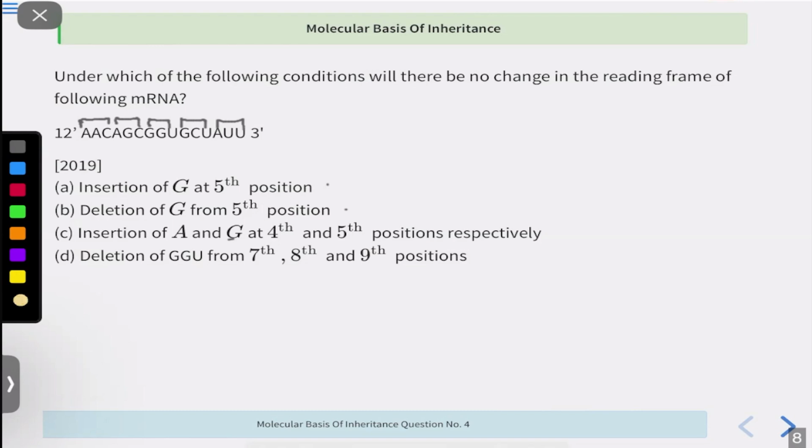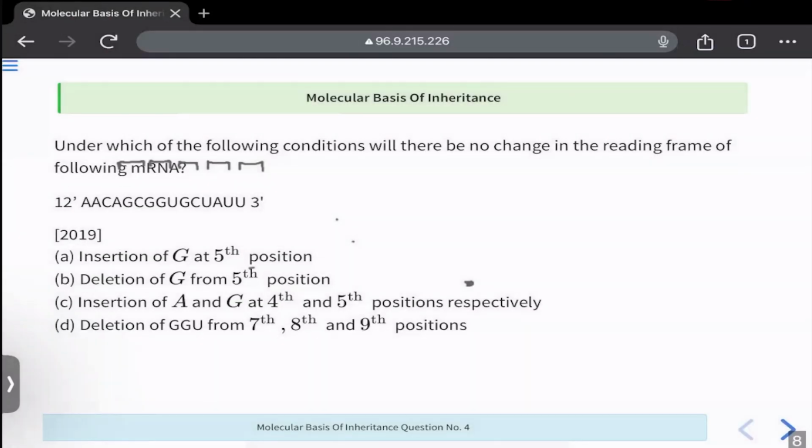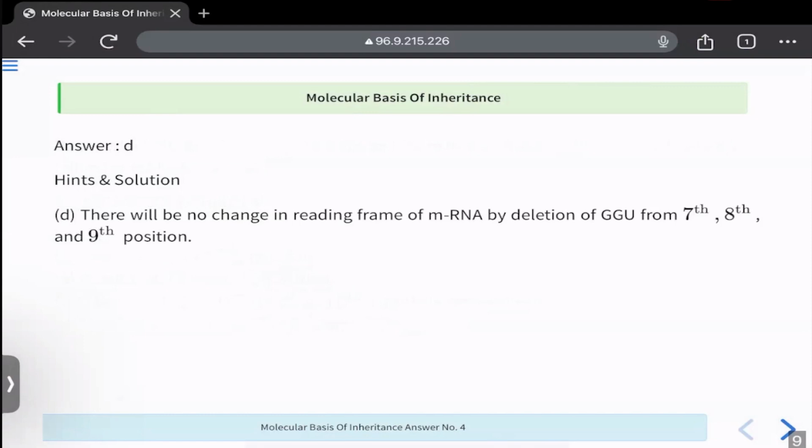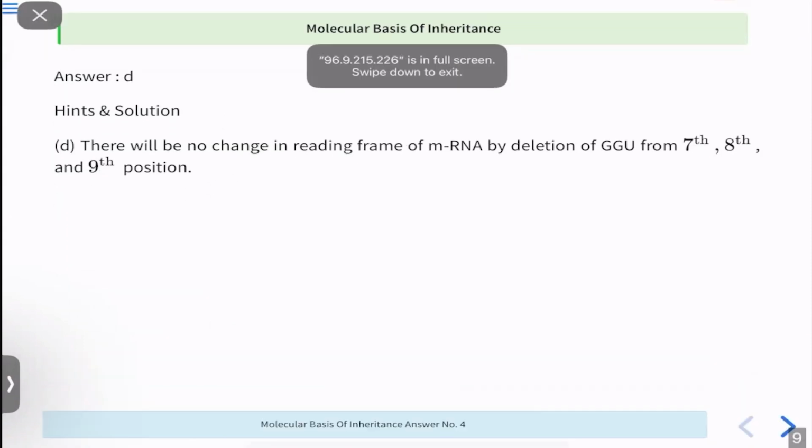So if you just insert or delete any 2 nucleotides at the 4th and 5th position, then again you will change the reading frame. But if you delete GGU from the 7th, 8th, and 9th position, that will leave you with no change in the frame. So there will be no change in the reading frame of mRNA by deletion of GGU from the 7th, 8th, and 9th position. So your answer is D.